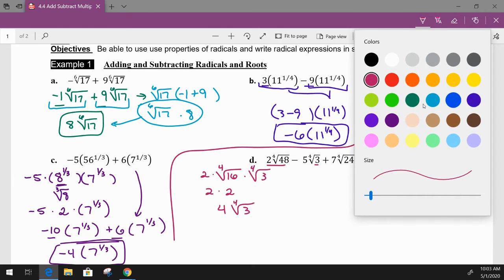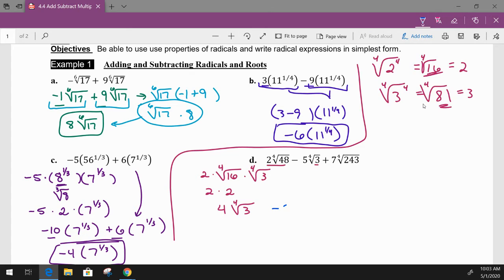Your middle term, like we said earlier, cannot be simplified because 3 is a prime number. So you just bring that down.